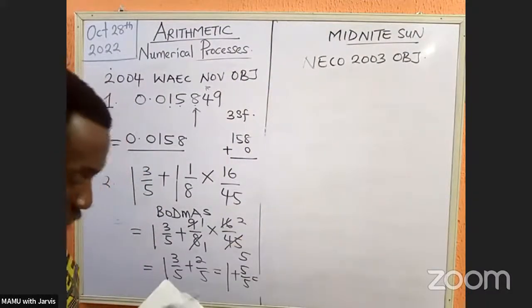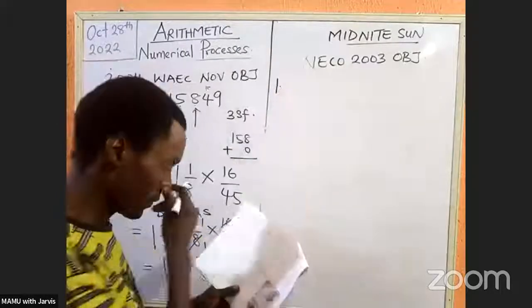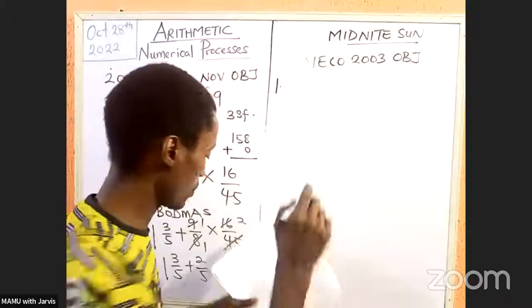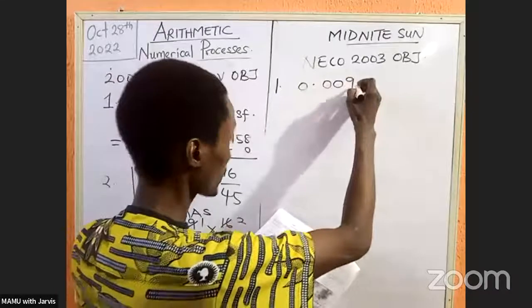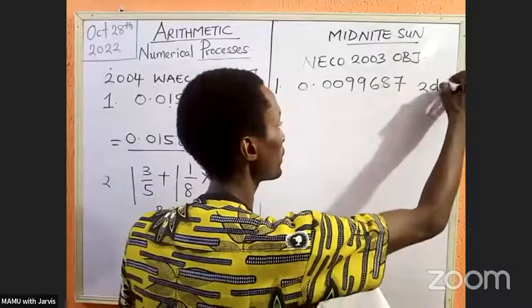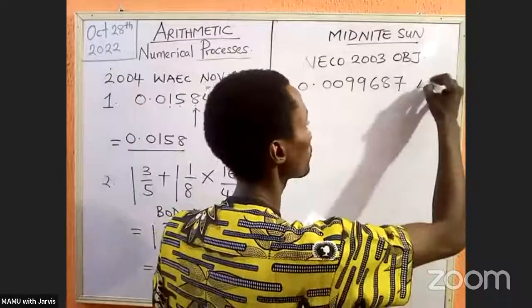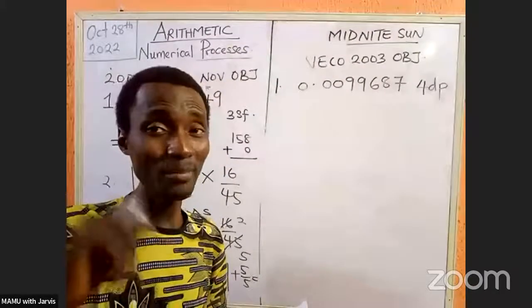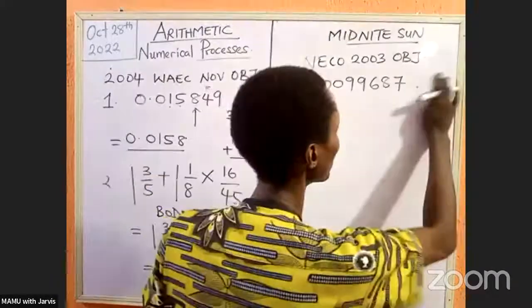I want you to try your hands on them, just to prove to me that you're following what we're doing. Now, question 1 says, express this number to 2 decimal places. So it is 0.0099687 to what? 2 dp. Oh, sorry about that. To 4 dp. 4 decimal places. Take note, decimal places is not the same thing as significant figures. So be careful here. So to 4 dp.